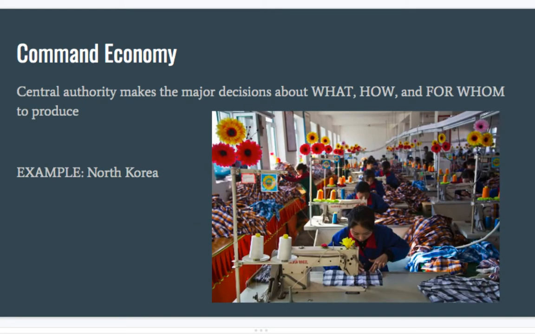The second, and I feel the more important idea, is the whole idea of a command economy. What a command economy is, is an economy where the central authority makes the major decisions of what, how, and for whom to produce. They assign each person a role. That person has to then complete that role. And the perfect example is the whole idea of North Korea.